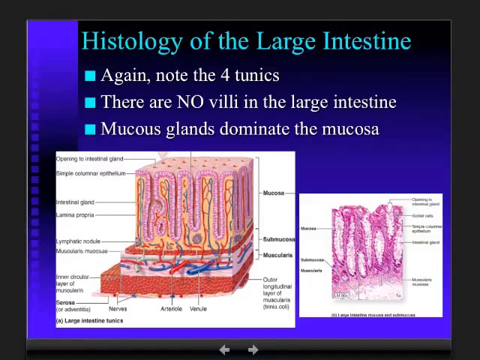Let's go back to the small intestine one more time. We said that the jejunum is sort of the textbook small intestine because it's got the folds and it's got the villi, and of course it's got the microvilli too. As we get down to the ileum, you have fewer villi and the folds disappear.